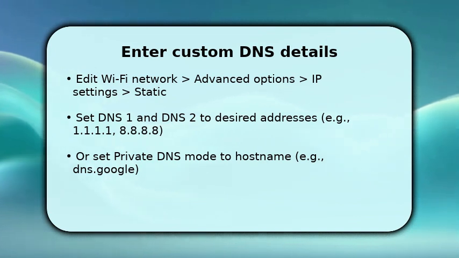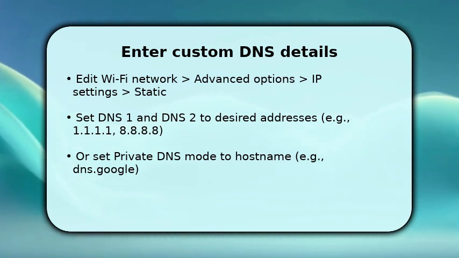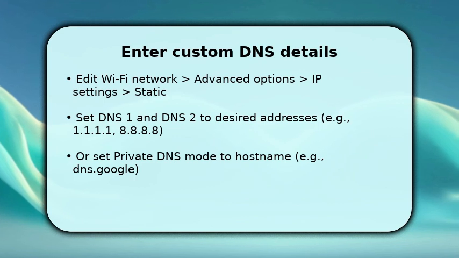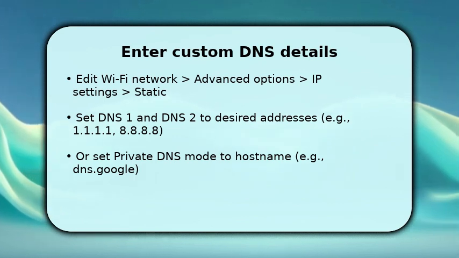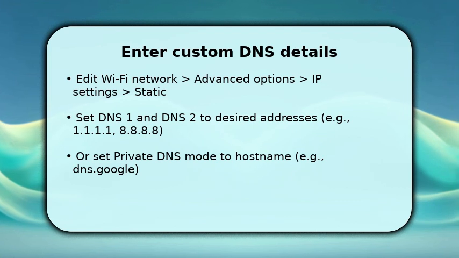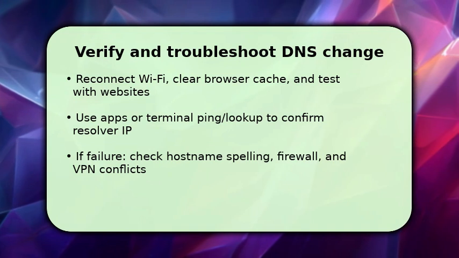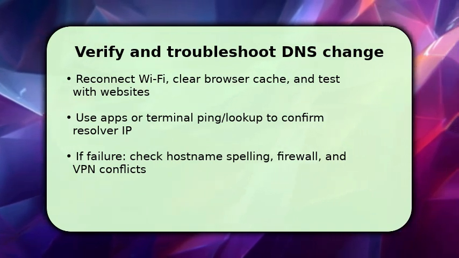Alternatively, make sure to set private DNS mode to private DNS provider hostname and type a resolver hostname like dns.google. Save your changes. This directs DNS queries to the provider you chose. To finish, reconnect to Wi-Fi and clear your browser cache so DNS results aren't cached. Then visit a few sites to confirm faster or different resolution.